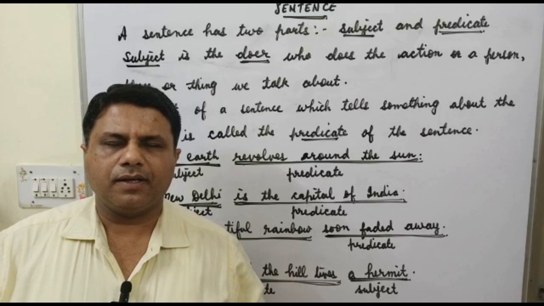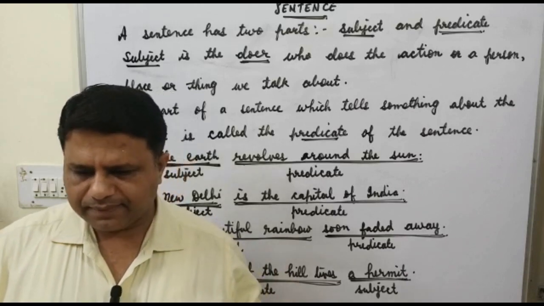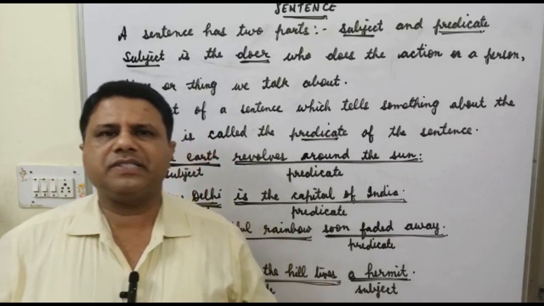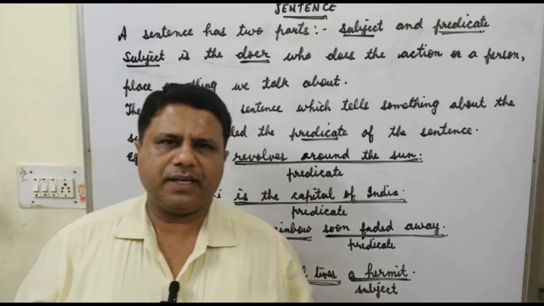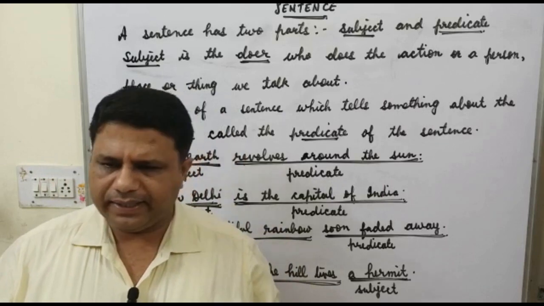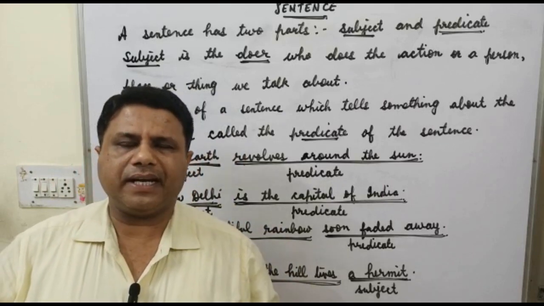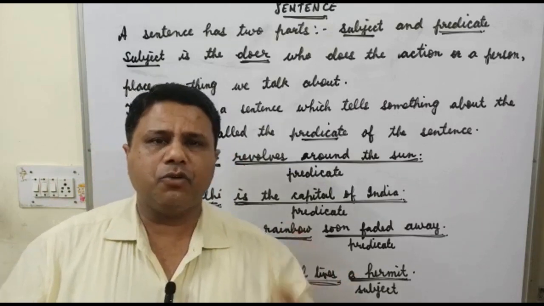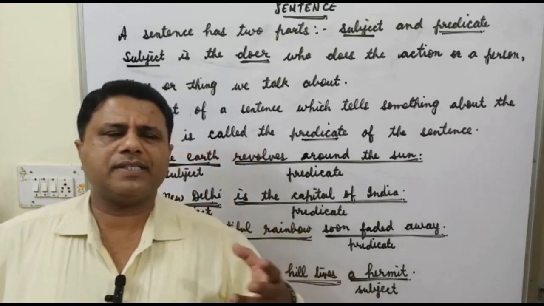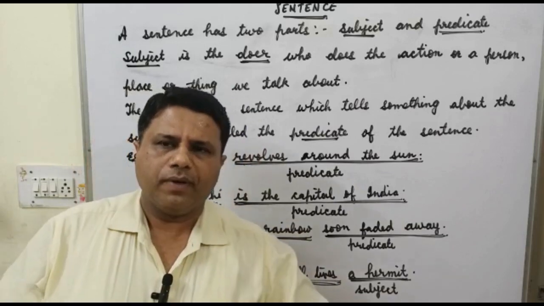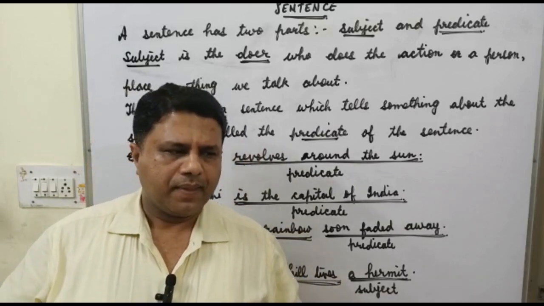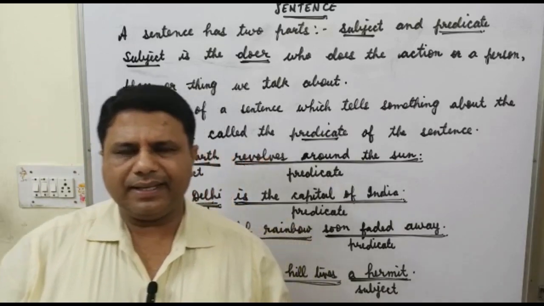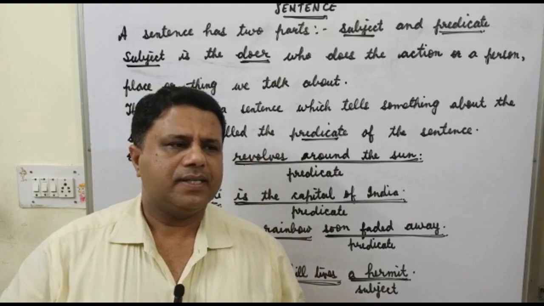Now let's focus on this aspect of a sentence. We have already discussed a sentence is a group of words with a tense element which has got complete meaning and is complete in itself. Now let's talk about subject and predicate. Now what is a subject? Subject, as the name indicates, is the doer who does something, who does some action, or about whom we are talking. And what we are talking about, what the subject is doing, that is called the predicate of a sentence.